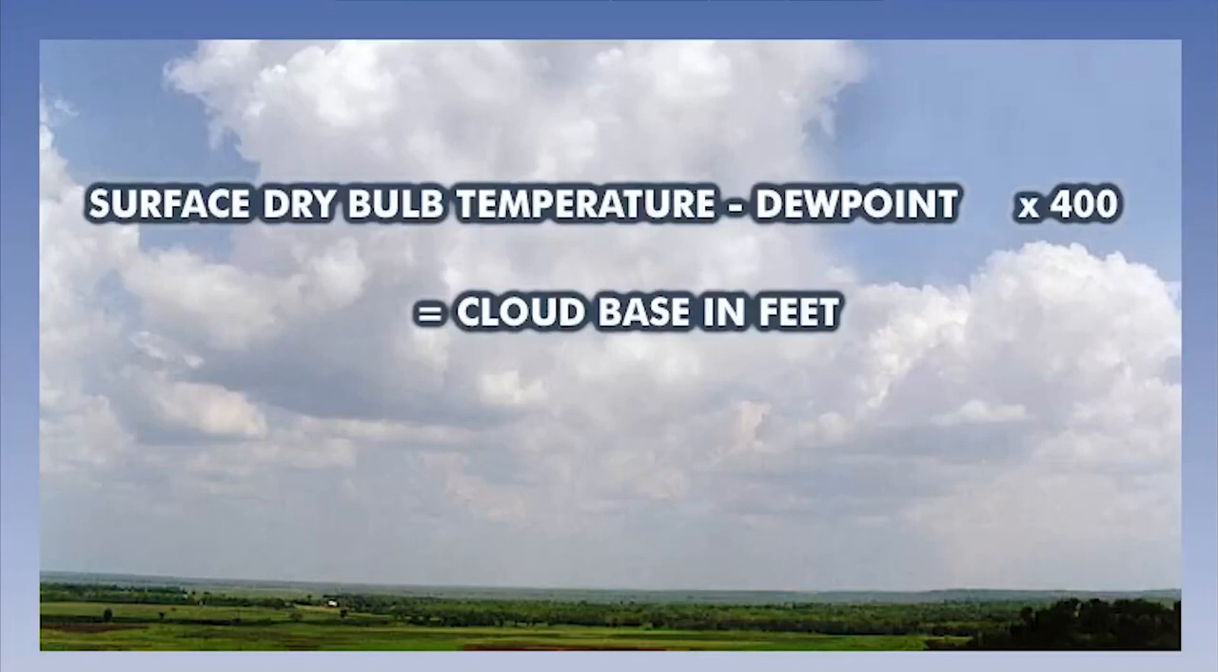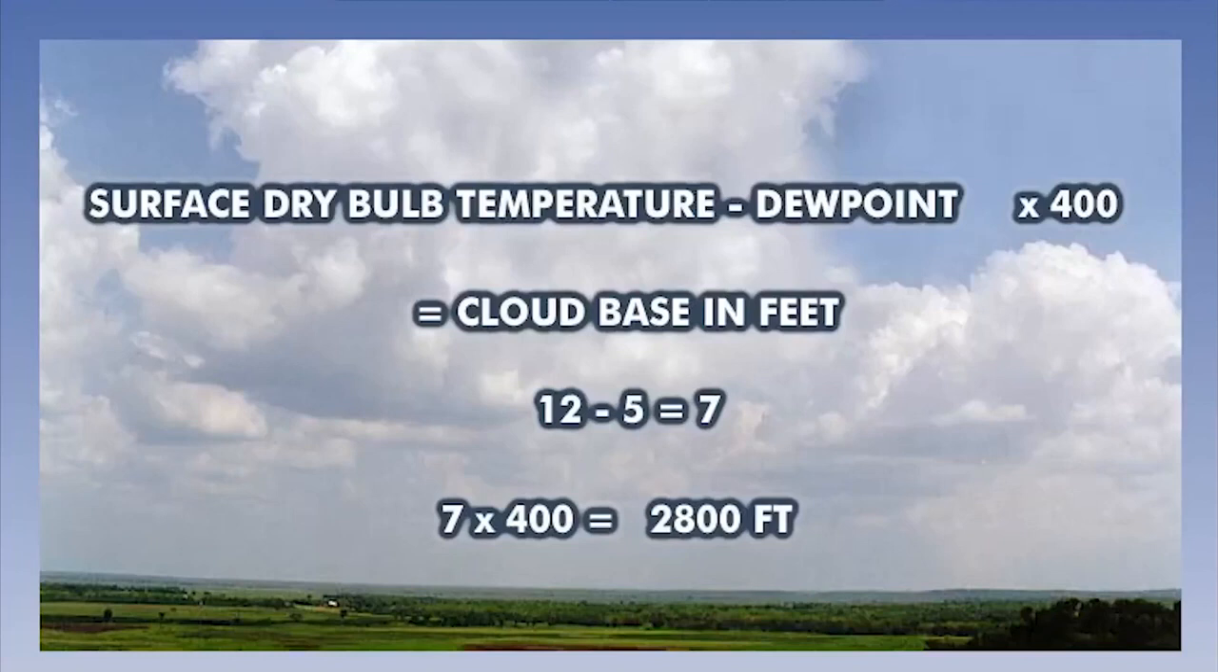So, if the dew point is plus 5 degrees and the dry bulb temperature is plus 12 degrees, then 12 minus 5 equals 7. Multiplying this by 400 gives a convective cloud base of 2,800 feet above ground level.